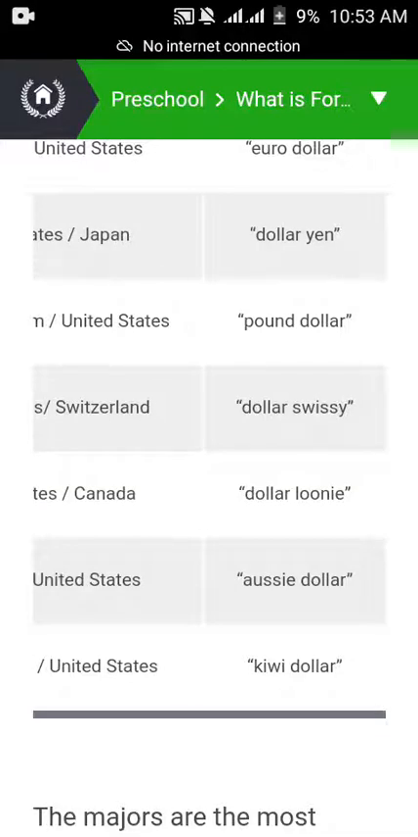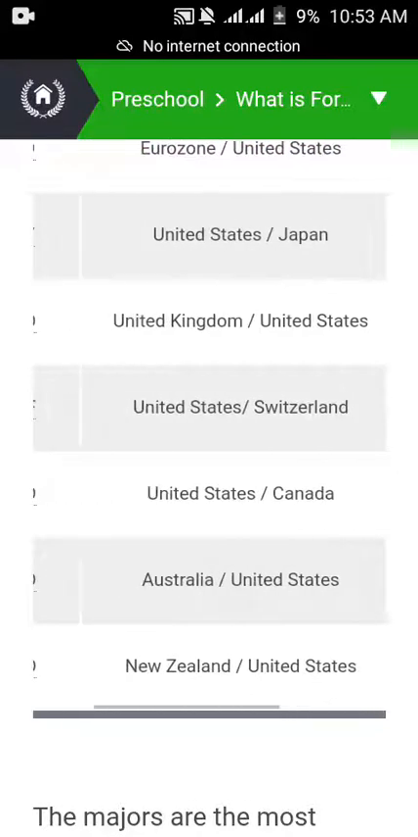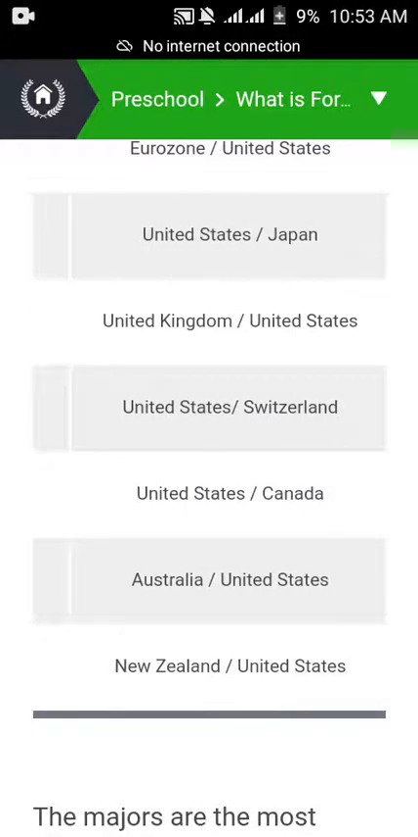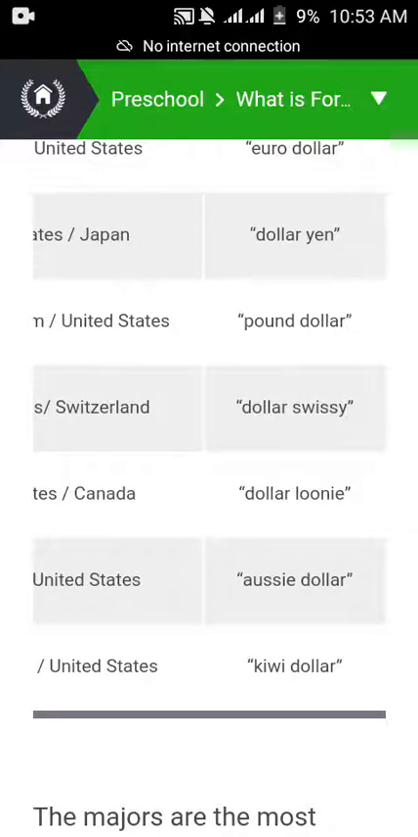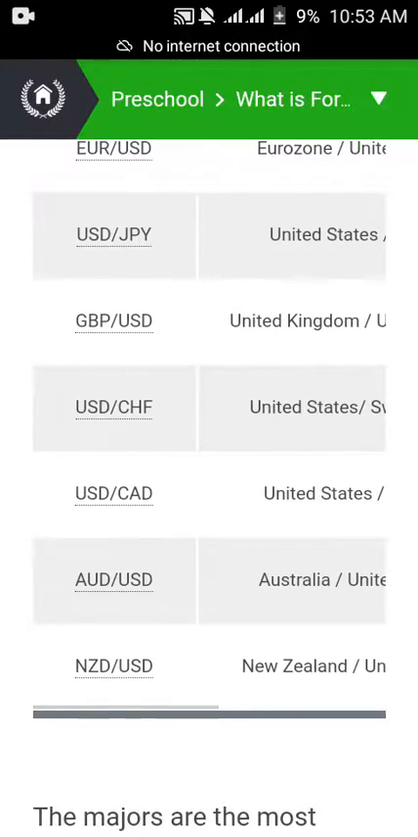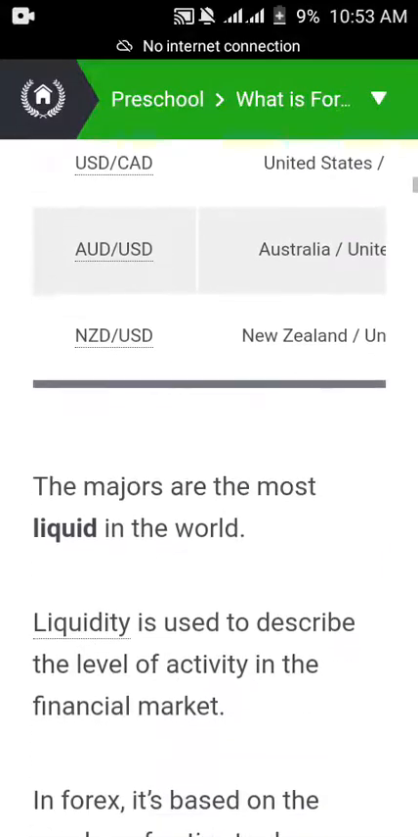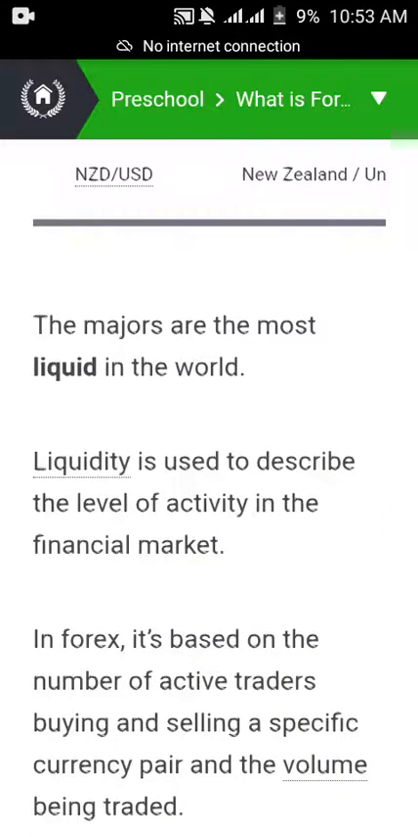Remember the nickname for the Canadian currency is loonie. Then we have the Australian dollar and US dollar. We have Australia/United States. The lingo is Aussie dollar. Then we have the New Zealand dollar/USD, which is Kiwi dollar. The majors are the most liquid in the world.